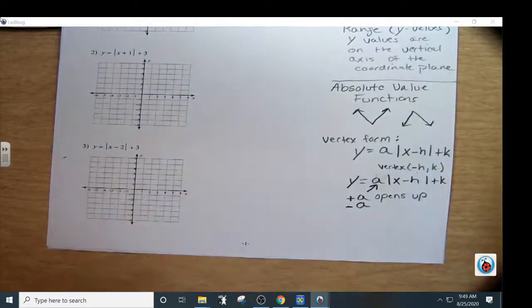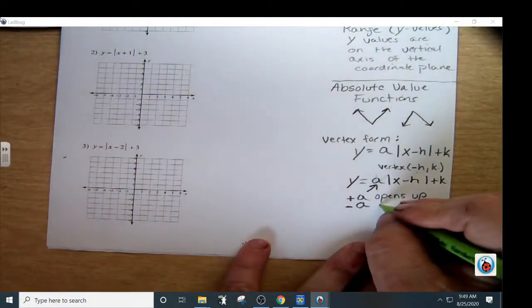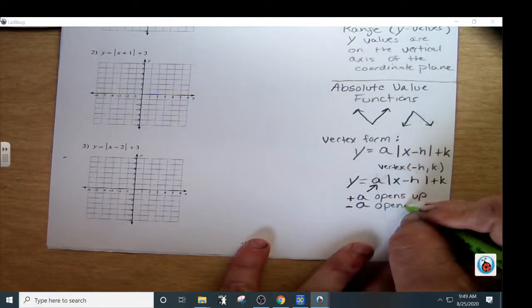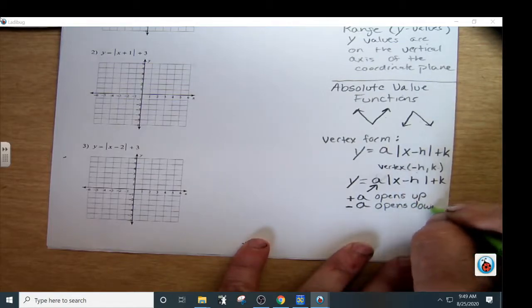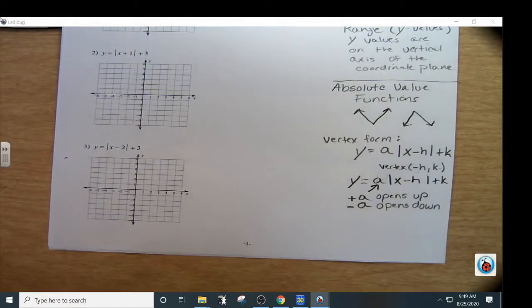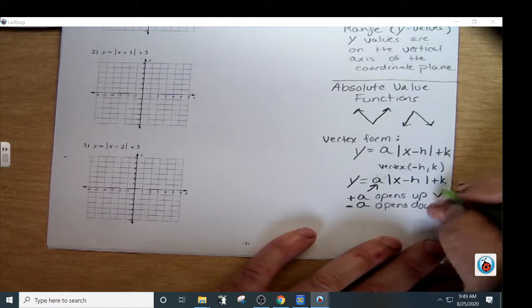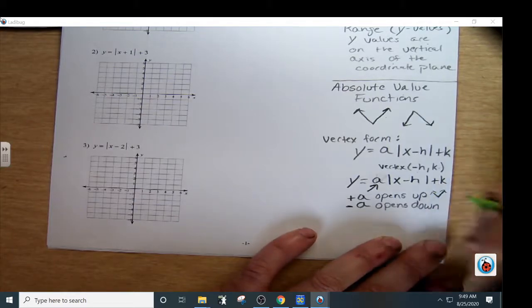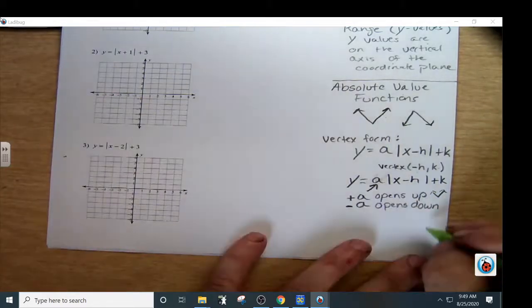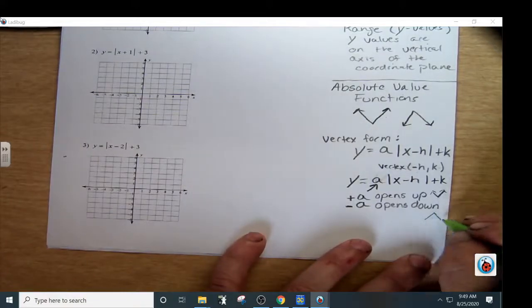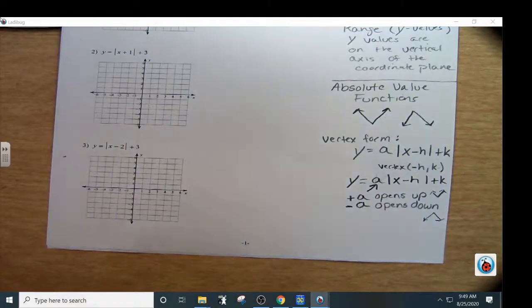If the A is a negative number, that tells us it opens down, okay? So guys, if it opens up, it's going to look like this little sketch here. It's going to open up like that. If it opens down, it's just going to be the opposite. It's going to look like this. And we can tell that just by if the A is positive or negative. Okay?